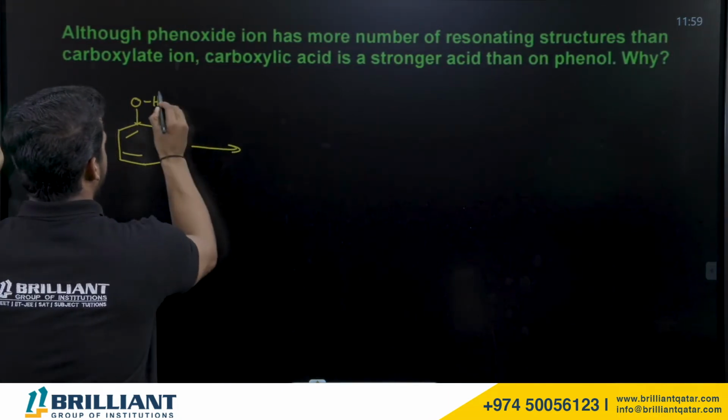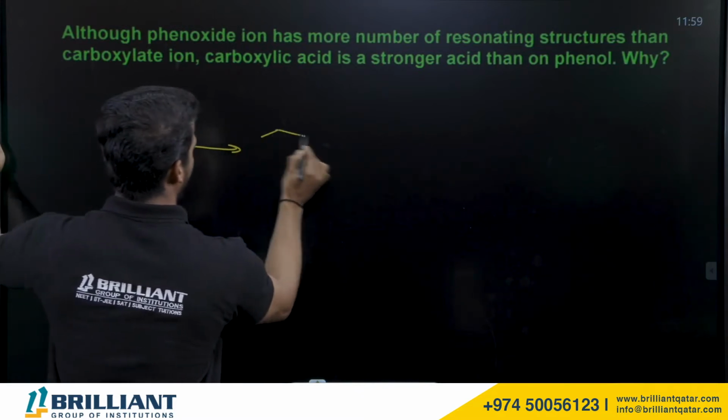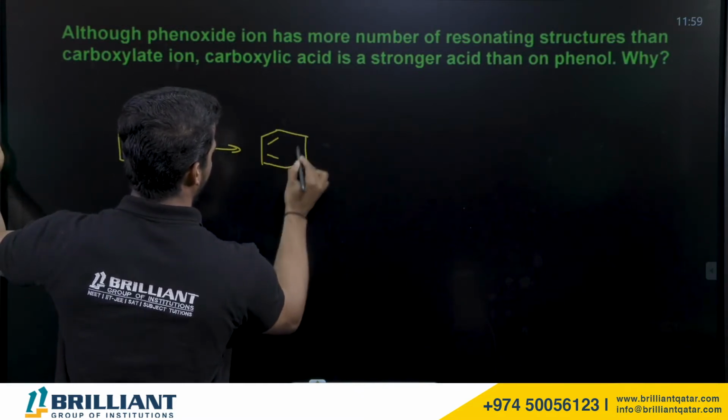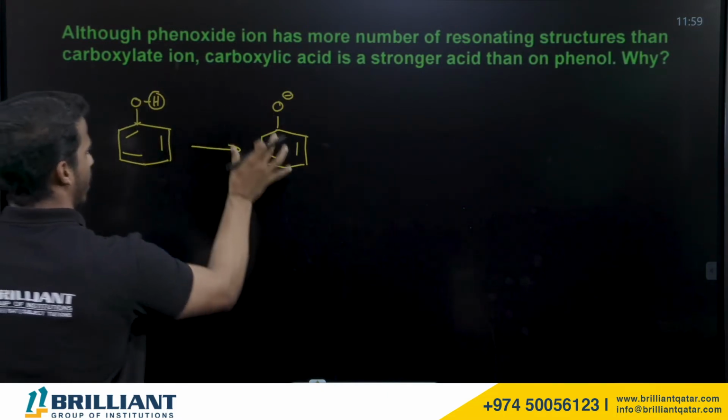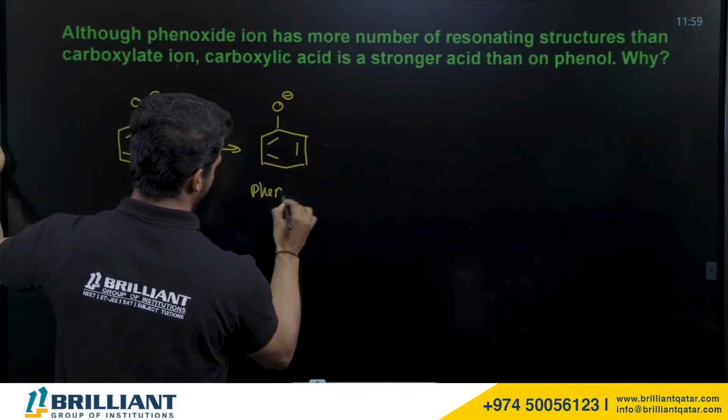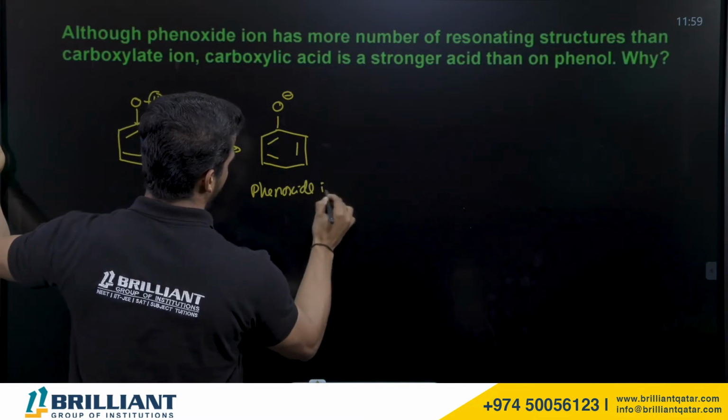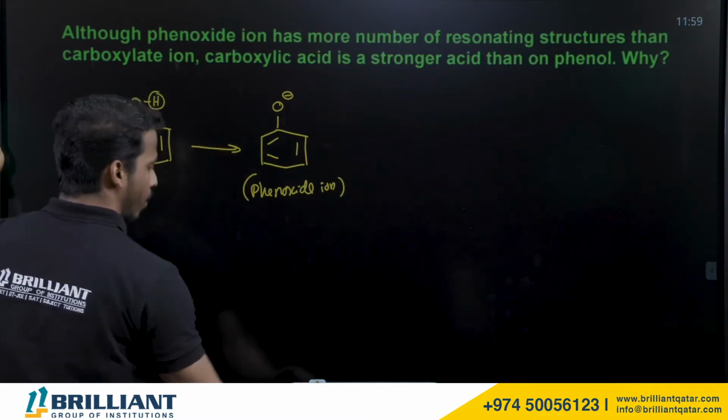Phenol, when it leaves this hydrogen as H plus ion, you will get this compound, right? This H is going as H plus, so you will get O minus. This is called what? Phenoxide ion, right? Phenoxide ion is highly stable due to resonance.